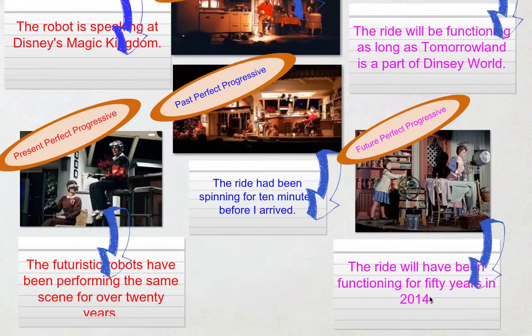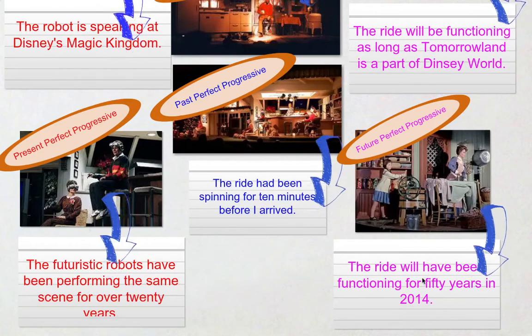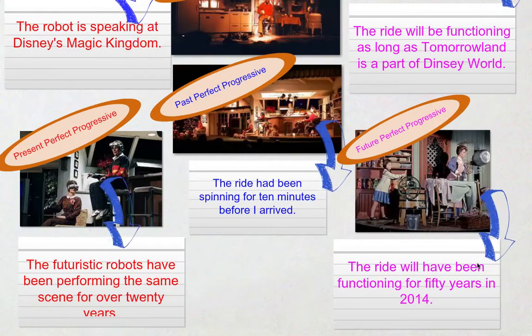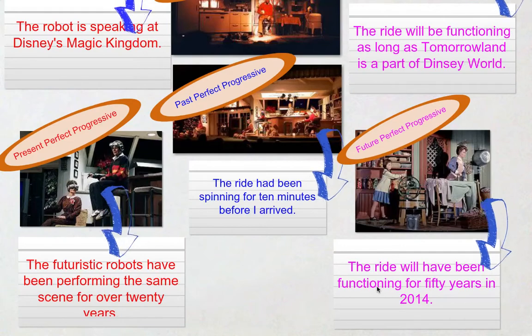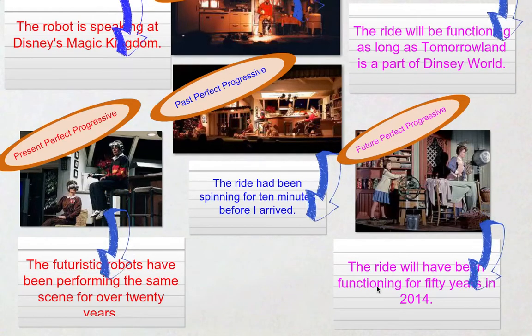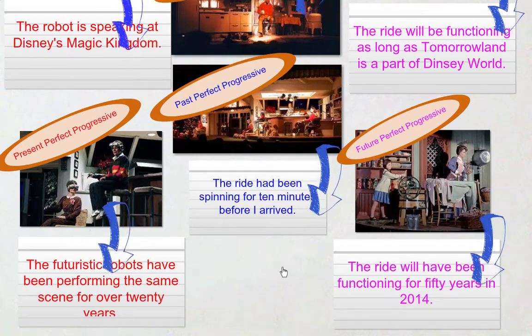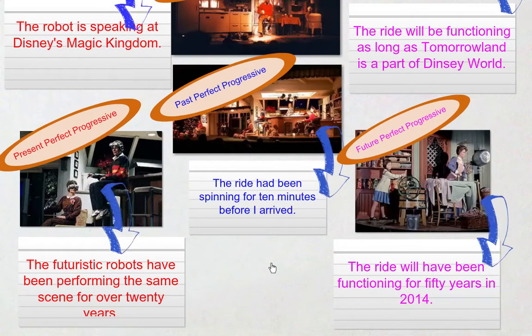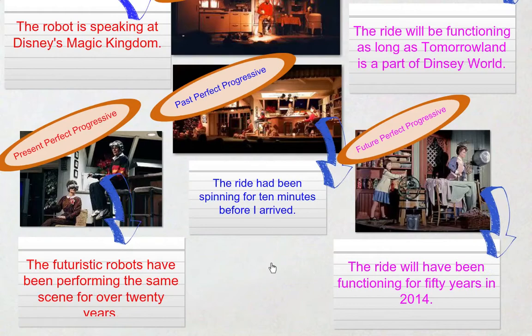Now, for future, you will use will, have, been every time, and then you add, you guessed it, functioning, or your ing verb. Okay? So, I do want to make sure that you realize that the section for this shows you kind of how to change them.